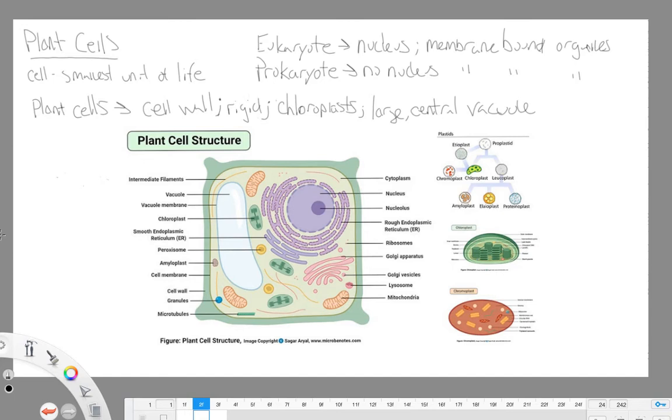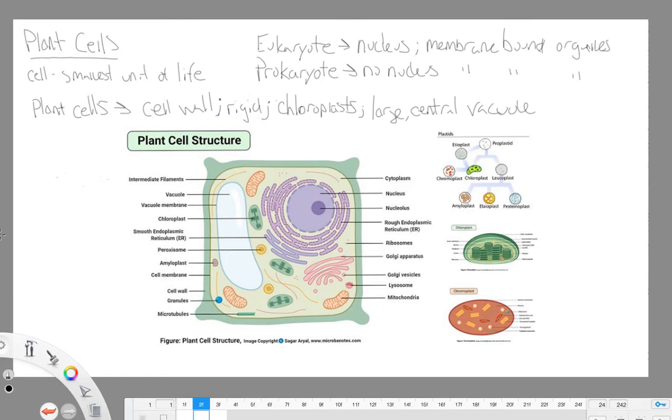And we said the cell is the smallest unit of life. And we made a distinction between eukaryotes or eukaryotic cells and prokaryotes or prokaryotic cells. Our eukaryotes are our plant and animal cells. And importantly, they have a nucleus and other membrane-bound organelles, whereas our prokaryotes, which are our bacteria, more primitive blue-green algae, don't have a nucleus or membrane-bound organelles.